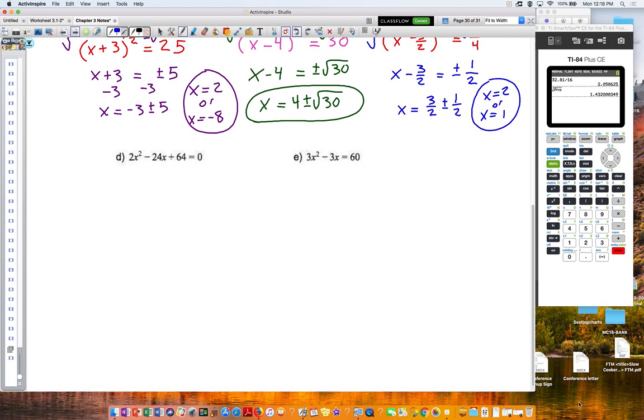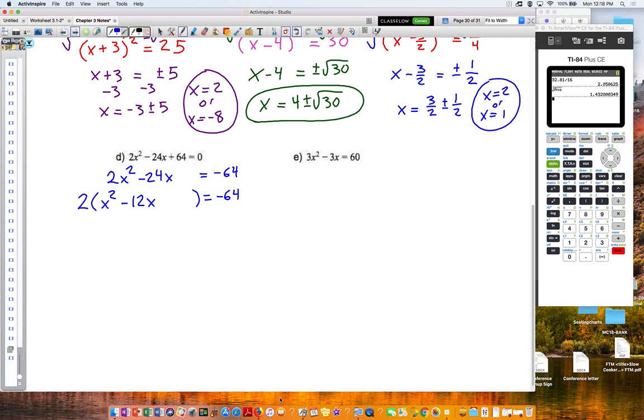All right, so on this first one here, now notice that we got a 2x squared. First step, however, is the same step. 2x squared minus 24x, leave a little space, equals negative 64. But here, when you have that leading coefficient, you want to factor that out. So I have x squared minus 12x, leave a little space, minus 64.